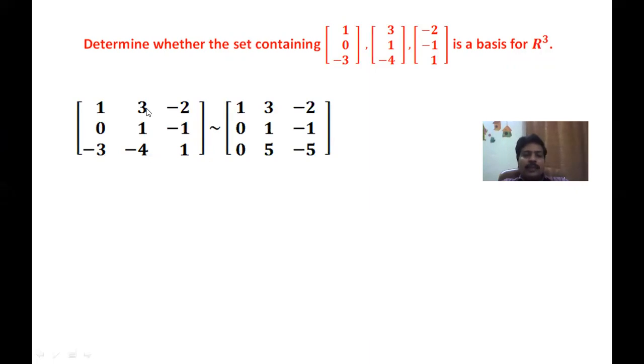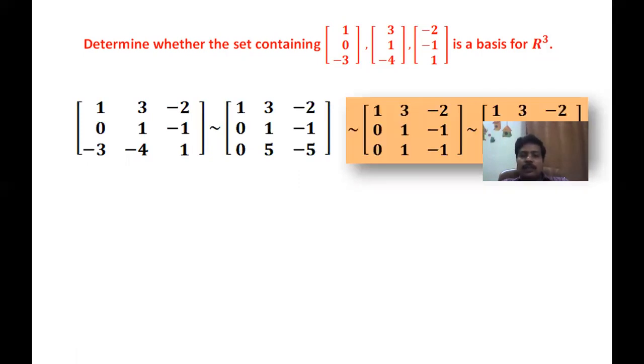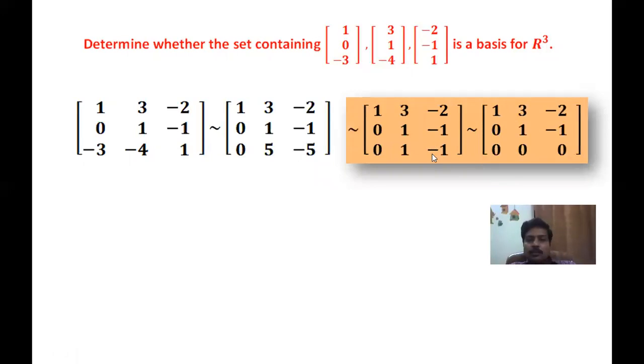So 3 plus, minus 3 is 0. Minus 4 plus 9, that is 5. 1 minus 6, that is minus 5. So we can divide the third row by 5, so that we can get 0, 1, minus 1. These two rows are the same, so I can subtract this from R2. So I will get all zeros in the third row. Now this is in echelon form.